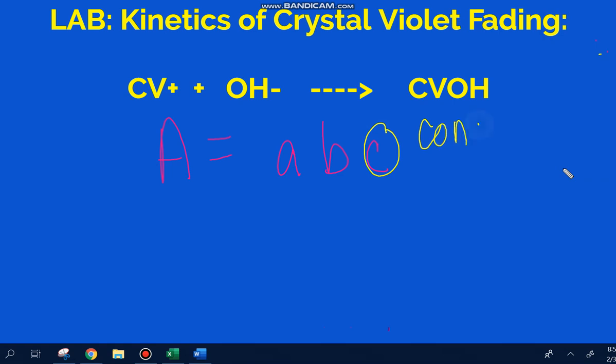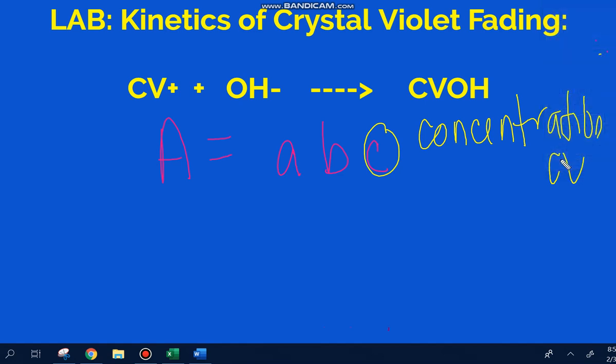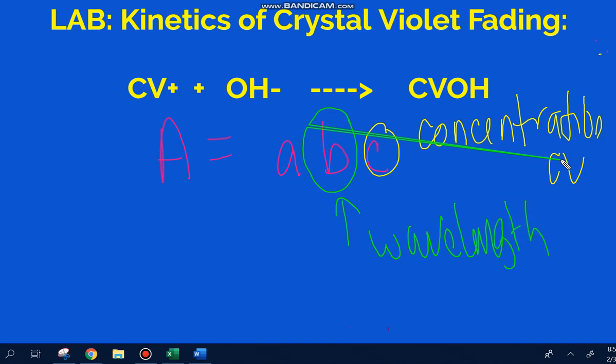And that is the concentration, and what we're going to be solving for is the concentration of our crystal violet. And then we are also going to look at our other letters here. So B here is going to be our path length, and that is how far the light has to travel through. So that's the width of our cuvette, and generally that's going to be about 10 millimeters, 1 centimeter that the light has to travel through.